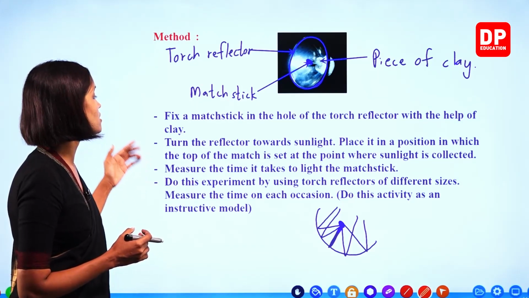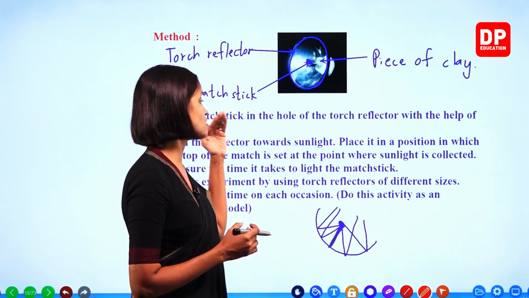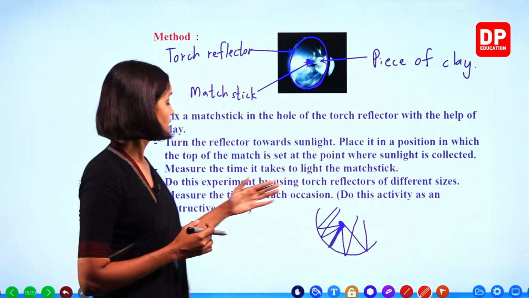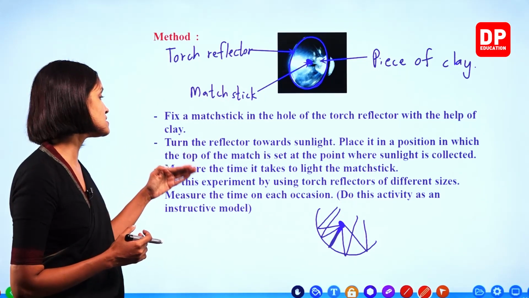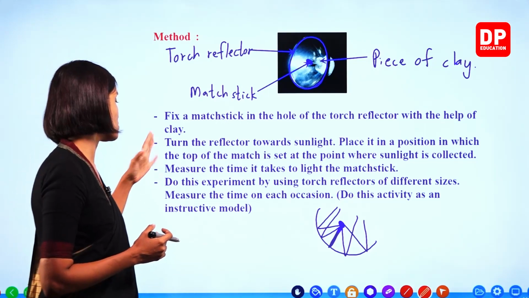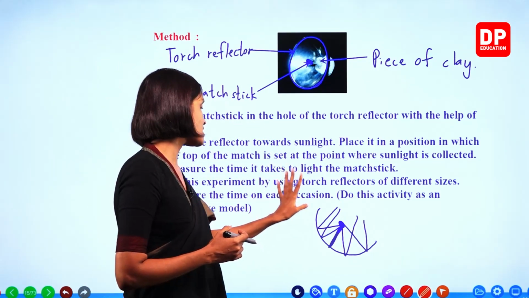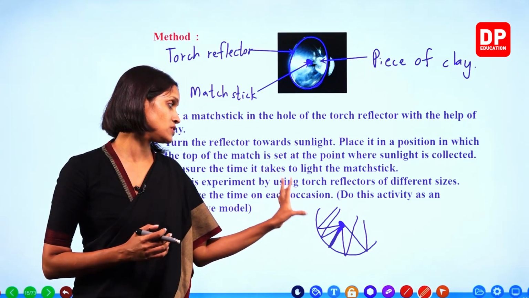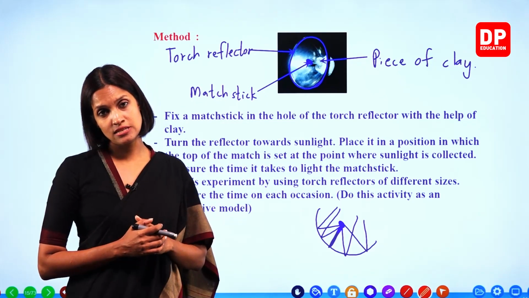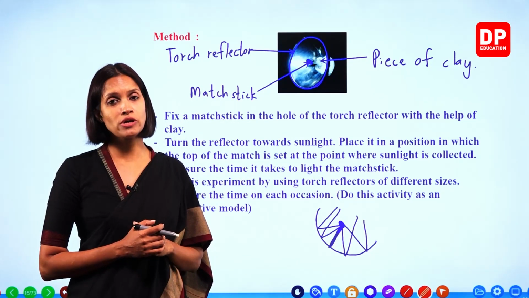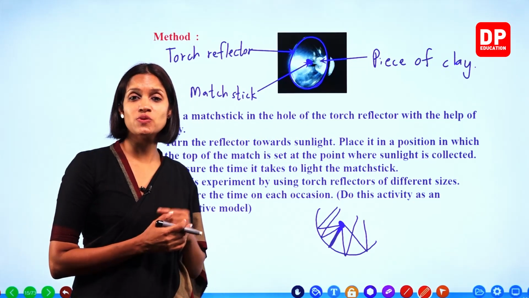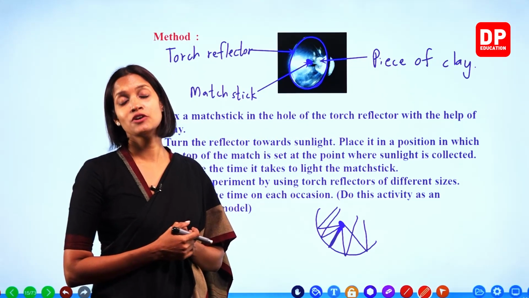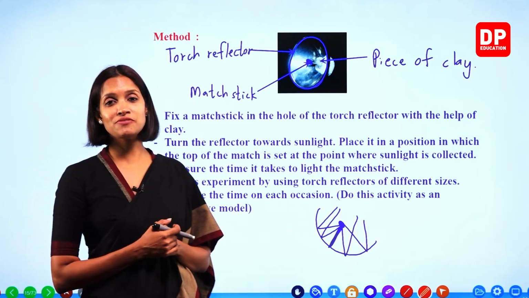Do this experiment by using torch reflectors of different sizes and measure the time on each occasion. Do this activity as an instructive model. Now here, in this activity, we are going to do this using two reflector surfaces, okay? So at school, you can try it with other surfaces as well, right? Number of surfaces. Okay, children, let's do this activity now.